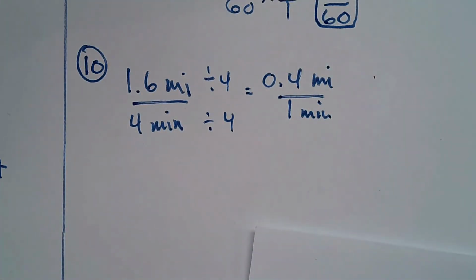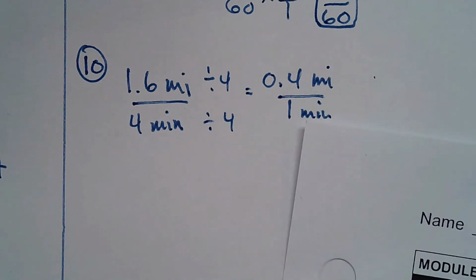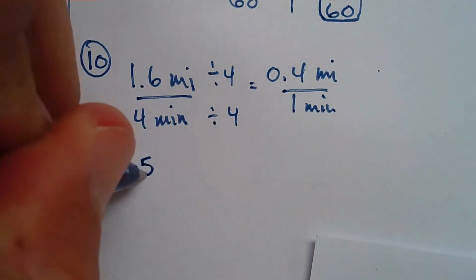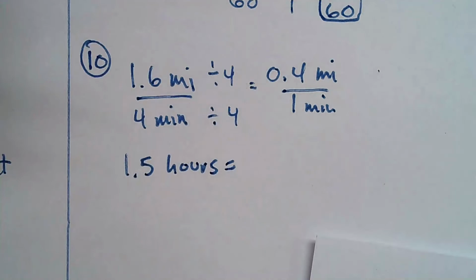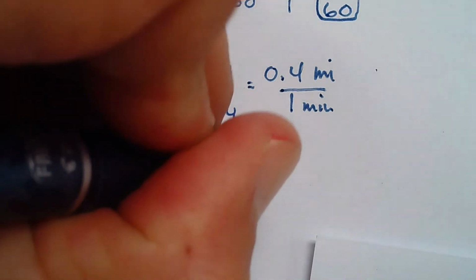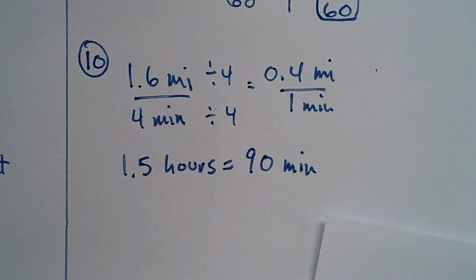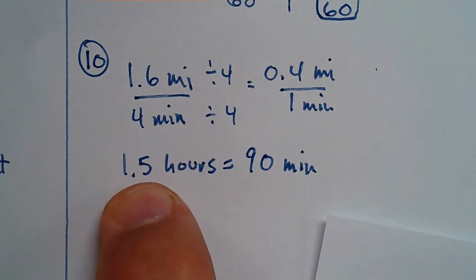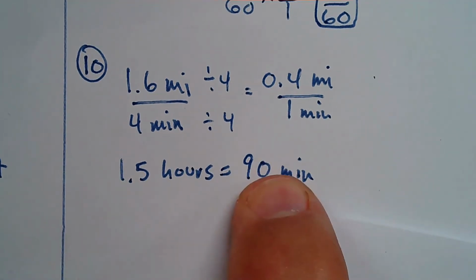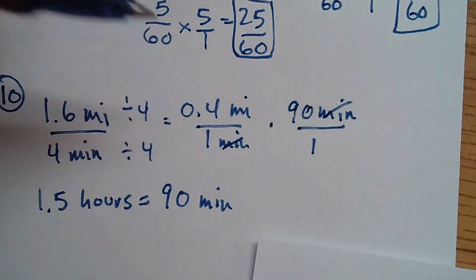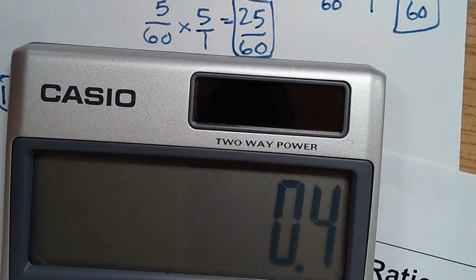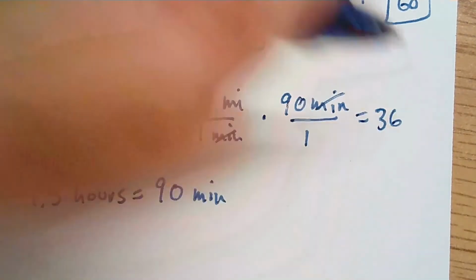Okay. So we need 1.5 hours. 1.5 hours equals, isn't it 90 minutes, right? Because 1 hour is 60 minutes, and a half hour is 30 minutes, and 60 plus 30 is 90. So we need to multiply this by 90 minutes over 1. Minutes will cancel. And it's really just 0.4 times 90. 0.4 times 90 is 36. 36 miles.